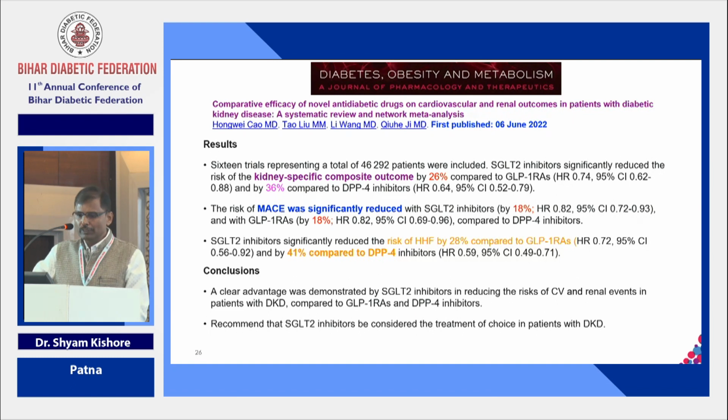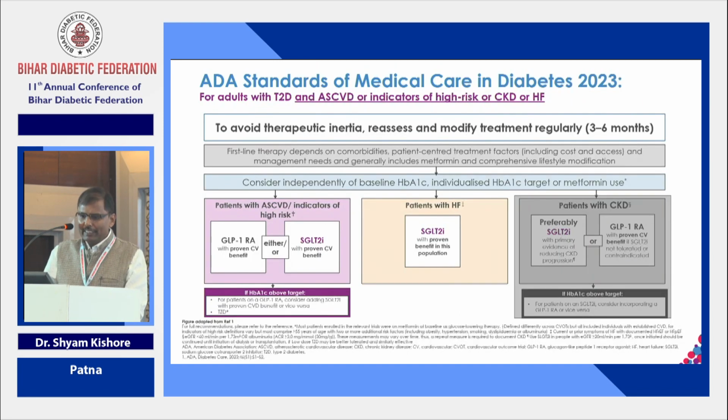SGLT2 inhibitors significantly reduced the risk of heart failure by 28% compared with GLP-1 receptor agonists, and 41% compared with DPP-4 inhibitors. So there is a clear advantage of adding SGLT2 inhibitors in reducing CV events and renal events. Even the ADA Standards of Medical Care suggest that if your patient has atherosclerotic cardiovascular disease, heart failure, or CKD, you can opt for these medications as per your choice, and if they are contraindicated for any reason, you can opt for either one of these two.